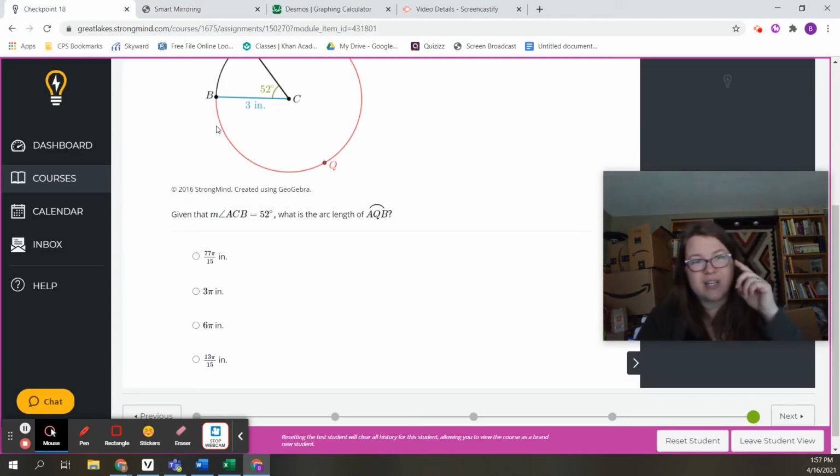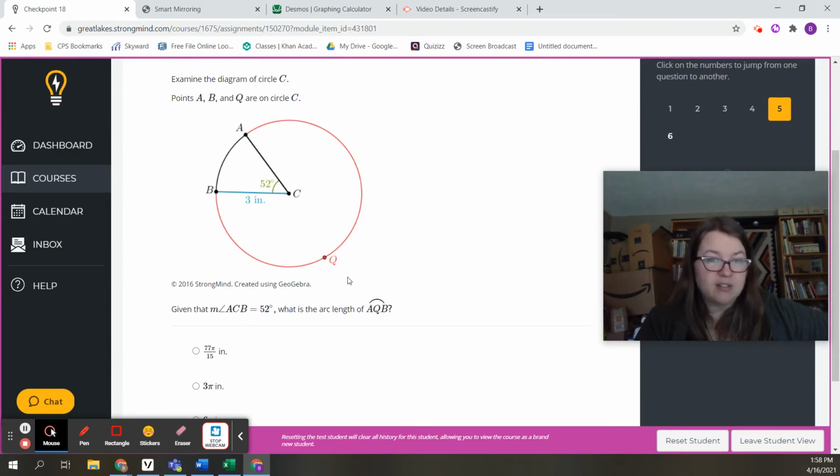Oh, I just realized I made a mistake on this. The red is what we want to find. Notice it said AQB. I did this on all the other things too. We're going to start over. Good thing I can edit.